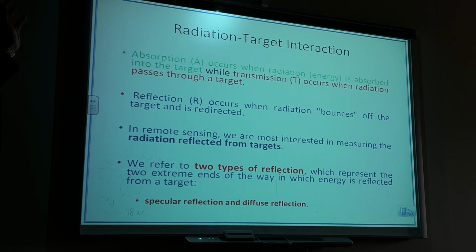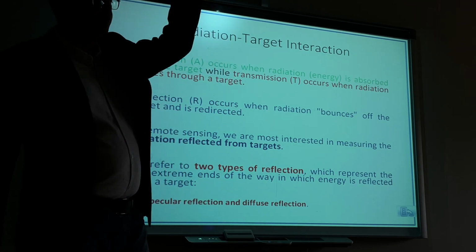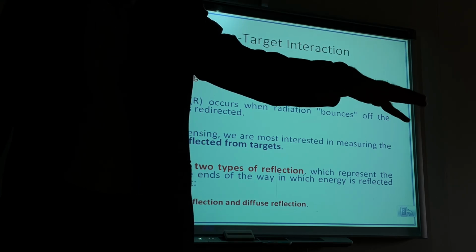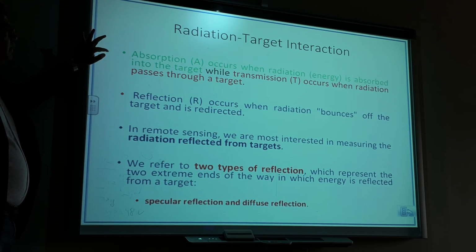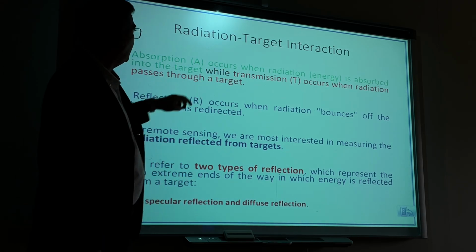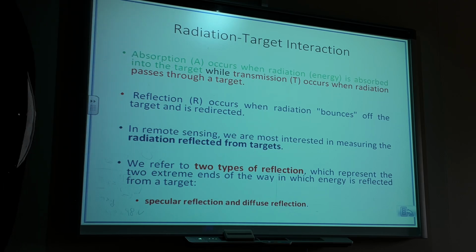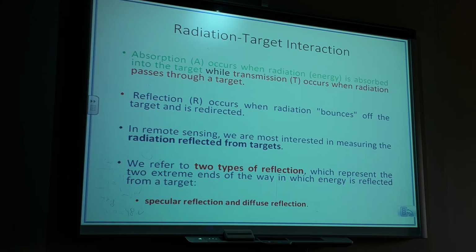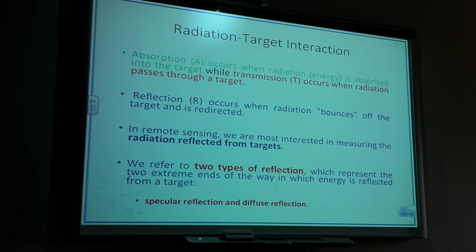Okay. Now, how does the electromagnetic radiation interact with the target? When the radiations fall on the Earth's surface, we saw that some part of the radiation will be absorbed, some part will be transmitted, and some part will be reflected. We will be interested in the part which is reflected from the target into the atmosphere, where the sensors record that reflected energy. And the thing you have to remember: if reflection is more, the object will be bright or white in color. If the reflection is less, the object will be dark in color. Okay.